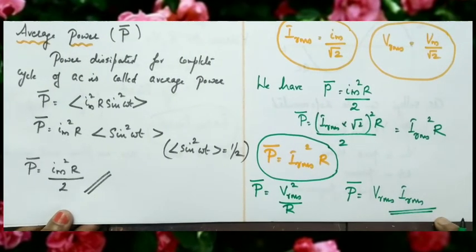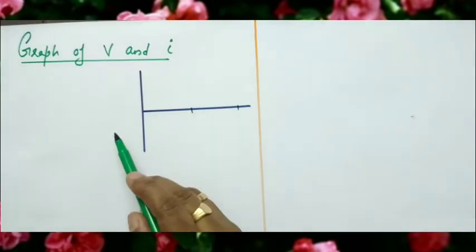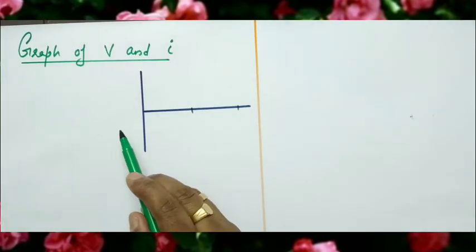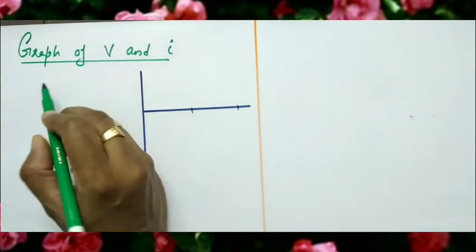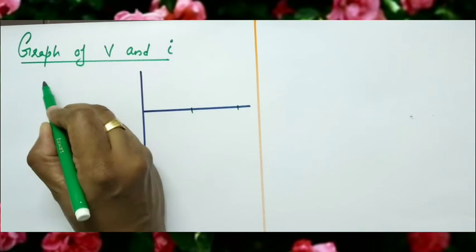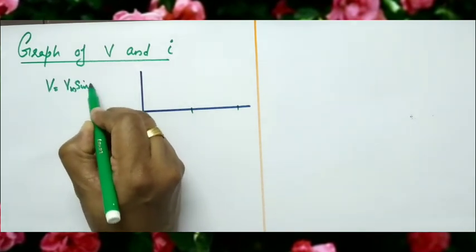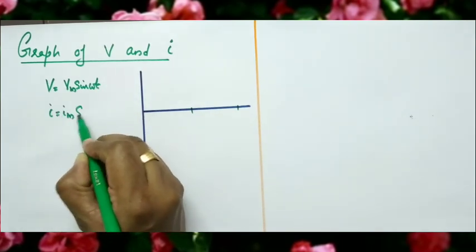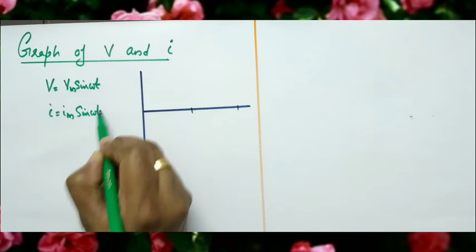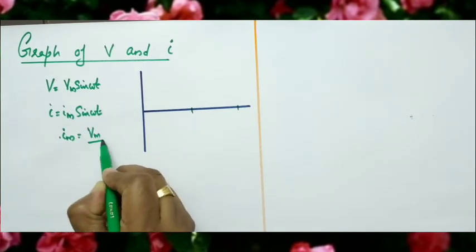Okay. Now we know that in an AC voltage connected to a resistor, voltage and current are in phase. So for AC voltage connected to a resistor, voltage is equal to Vm sin omega t, and current I equal to, what is the current I? Im sin omega t, that you know. And what is the value of Im? Im equal to Vm divided by R.